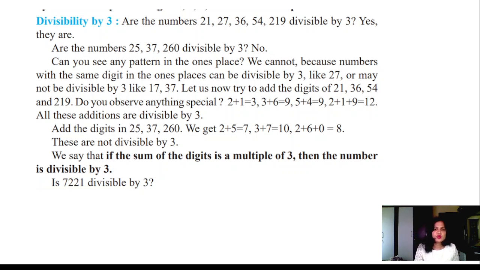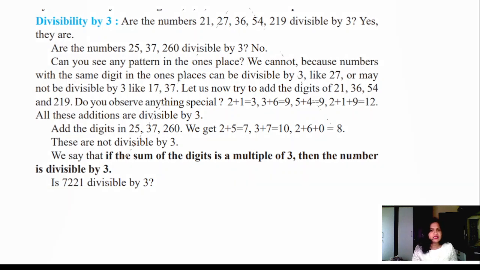Is 7221 divisible by 3? 7 plus 2 plus 2 plus 1. 7 plus 1 is 8, 8 plus 2 is 10, 10 plus 2 is 12. We get 12. 3 fours are 12, therefore 12 is divisible by 3. So this number is divisible by 3.